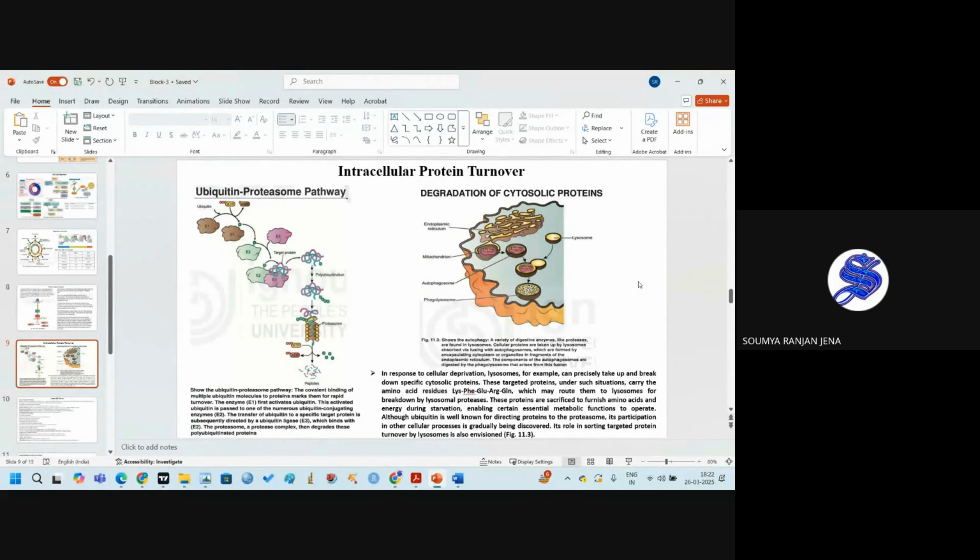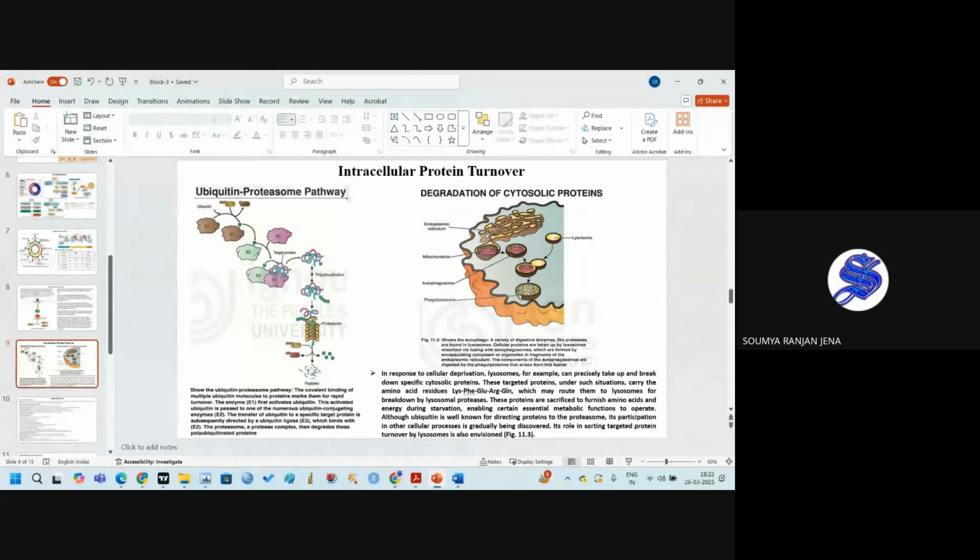The body will degrade the amino acids, and during starvation, the degradation of this protein will occur by a particular signal, that is lysine, phenylalanine, glutamic acid, arginine and glutamine, and this signal will target that protein into the lysosome for degradation.